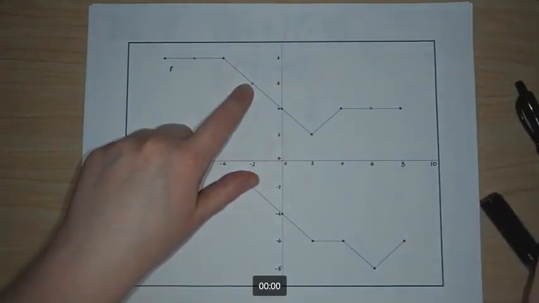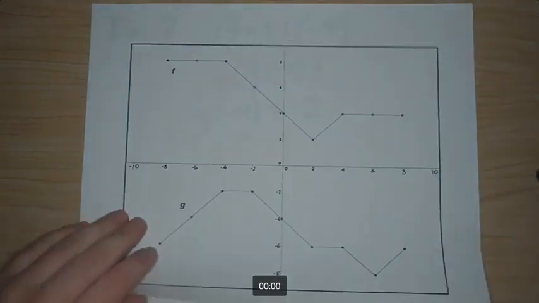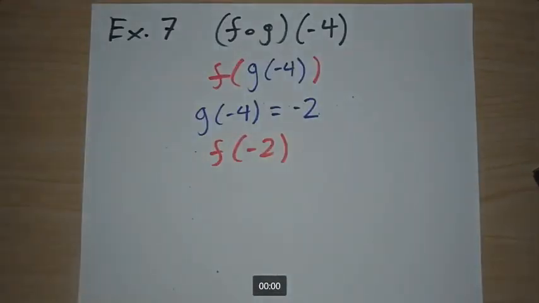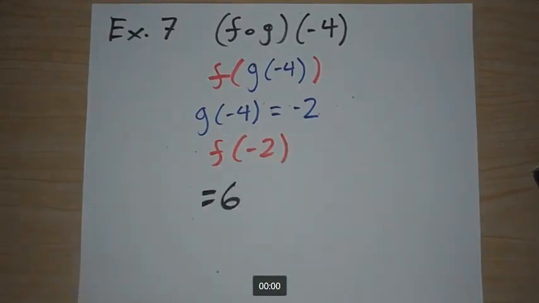We find a point here. It's kind of hard to see, but this is 6. So we see that when we have f of negative 2, it is equal to 6. So this is equal to 6. So f of g of negative 4 is equal to 6.